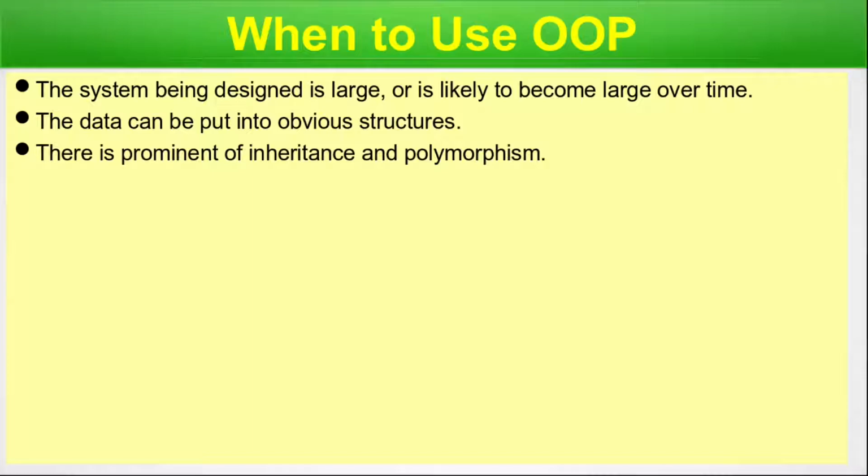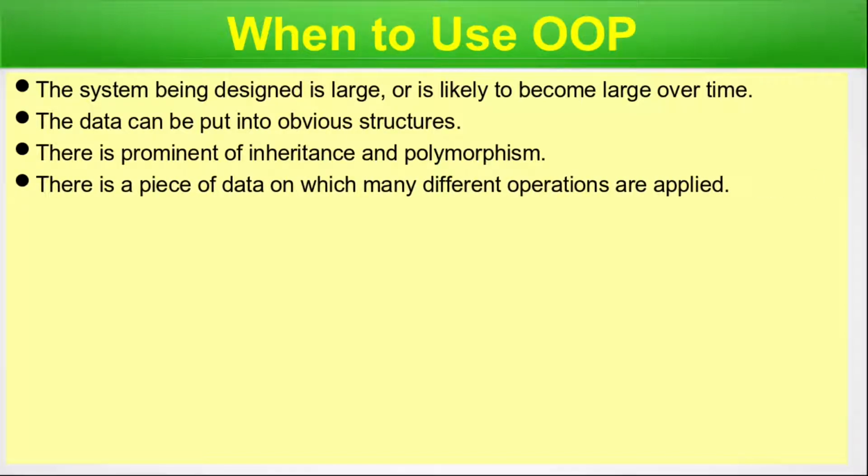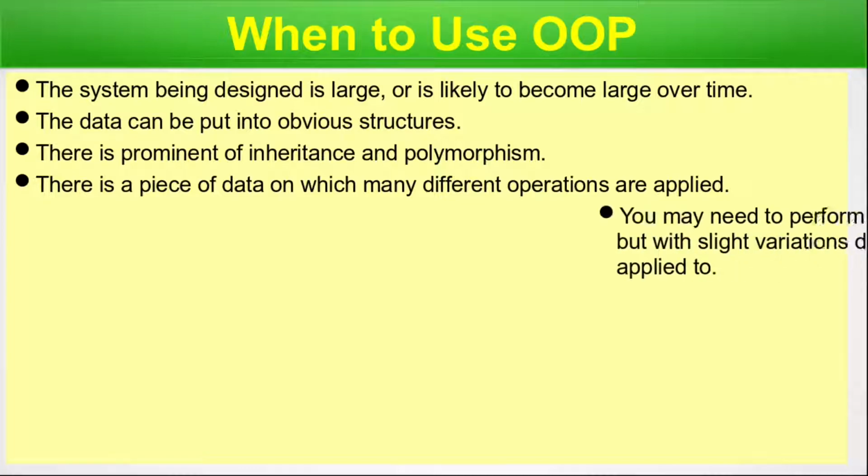There is a prominent inheritance and polymorphism. I'll come to this later, because at this point I don't think there is a good relevant example. I'll come to it later when I give you the examples. There is a piece of data on which many different operations are applied. So I said that your object is the same, but if you ask different questions, you will get different answers. These are called methods, and methods give you the reply back in data.